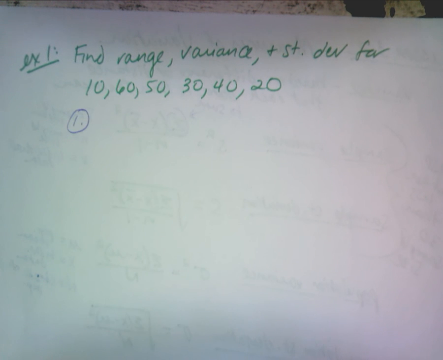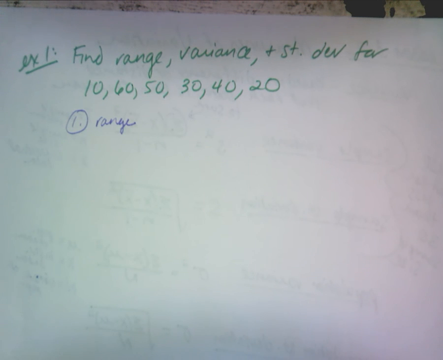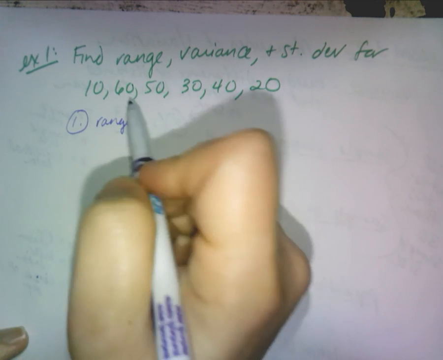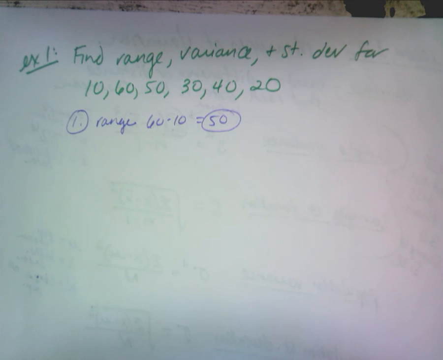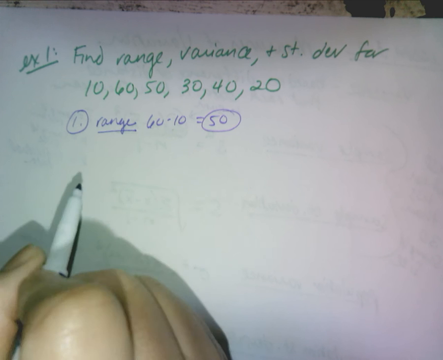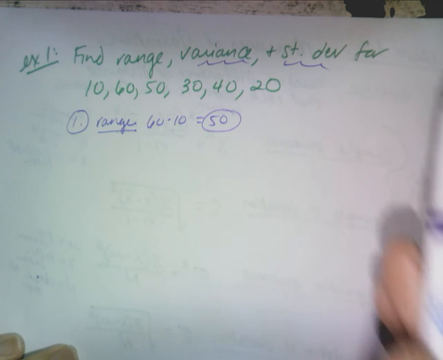So number 1, we'll start with the range. The range is really easy. What's the range here? 50. Yeah, 60 minus 10. That's simple.